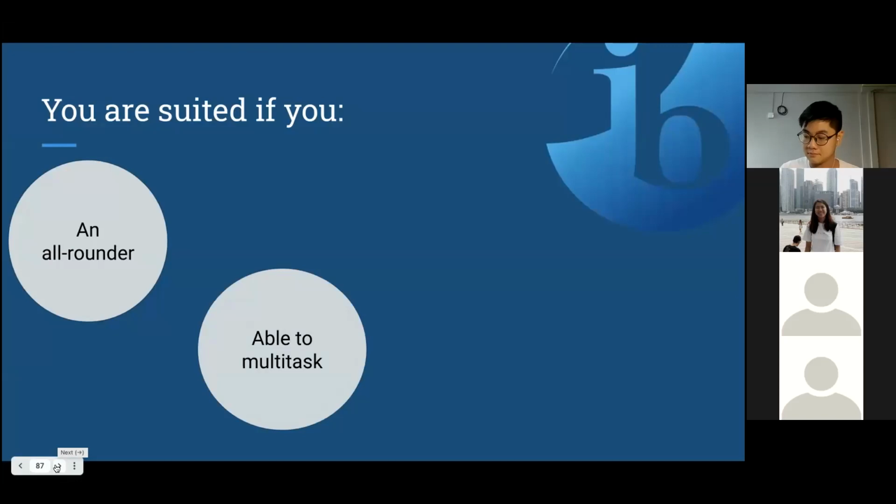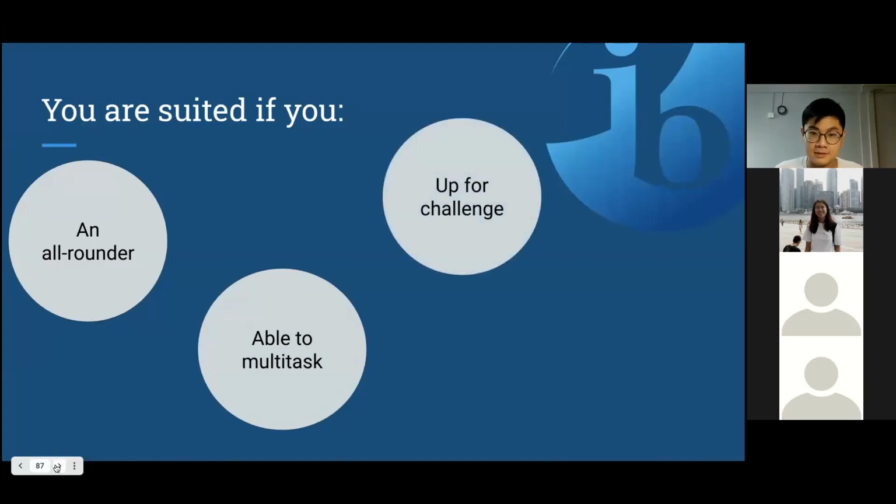This helps you balance your time. Furthermore, in the IB itself, you have to be able to multitask because you have a lot of things going around. For example, you can have your deadlines for your IAs this week, and next week your mock exams around the corner. You are suited if you are up for the challenge, because the DP itself is challenging. Alongside 6 subjects, you have to finish 6 IAs, which are equivalent to 6 courseworks. And besides that, you also have to finish your CAS.